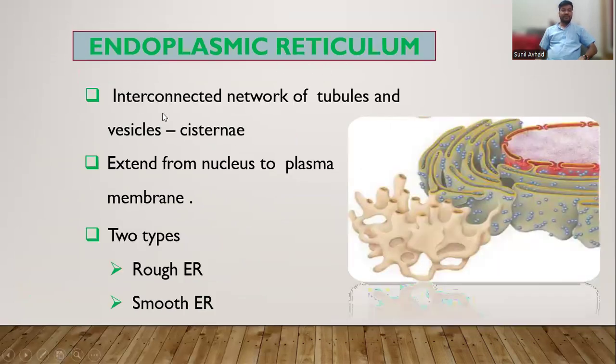Endoplasmic reticulum is an interconnected network of tubules, vesicles, and cisternae. It extends from the nucleus to plasma membrane. 2 types of endoplasmic reticulum are there, rough and smooth endoplasmic reticulum. It is based on presence or absence of ribosome on their outer part. It is shown in the diagram also.